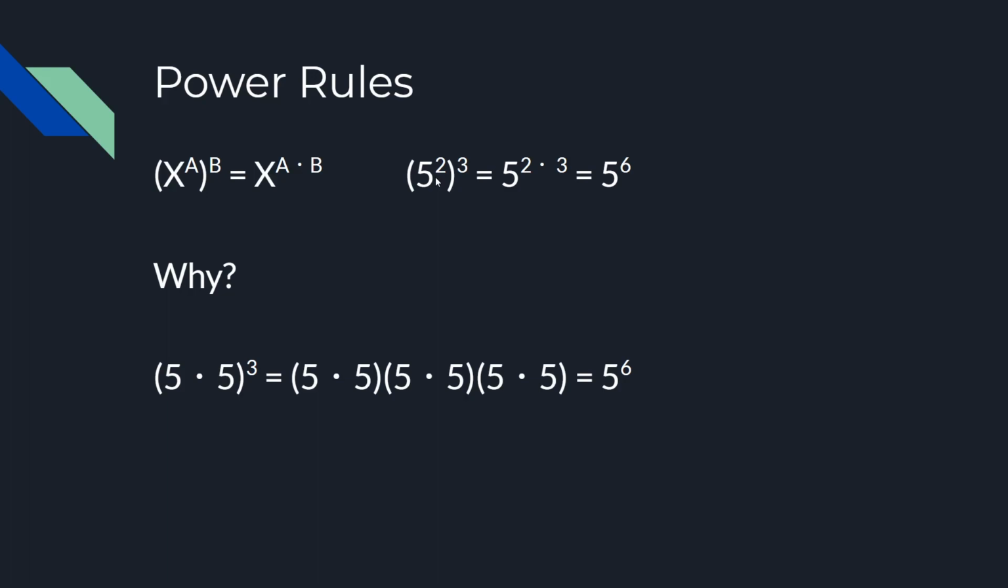So if you have 5 squared, and then that's to the power of 3, you can write it as 5 to the power of 2 times 3, or 5 to the 6th. Why? We know 5 squared is just 5 times 5, so we have 5 times 5, and this quantity is to the power of 3, which is 5 times 5 times 5 times 5 times 5 times 5. And there's 6 5's, and we know from the definition of an exponent that that's just 5 to the 6th.